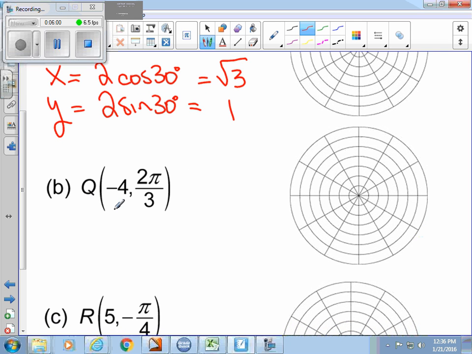Plotting Q, negative 4, 2 pi over 3. What is 2 pi over 3? What angle? The 60-degree angle in quadrant 2. So this is the angle, right? But since the r is negative 4, what do I do? 1, 2, 3, 4 this way. So this is my point Q.